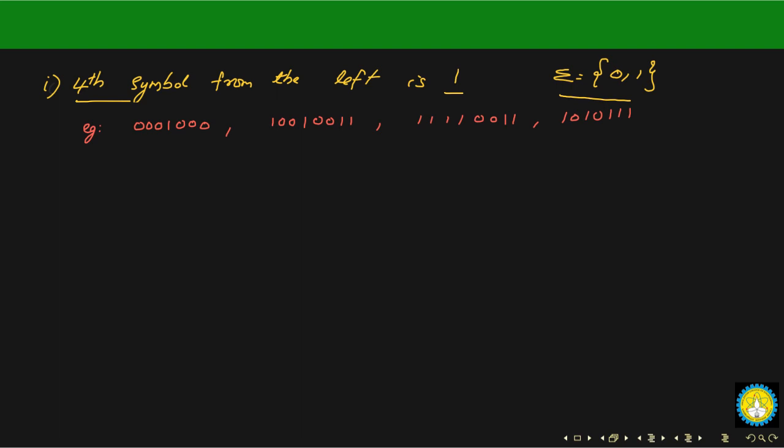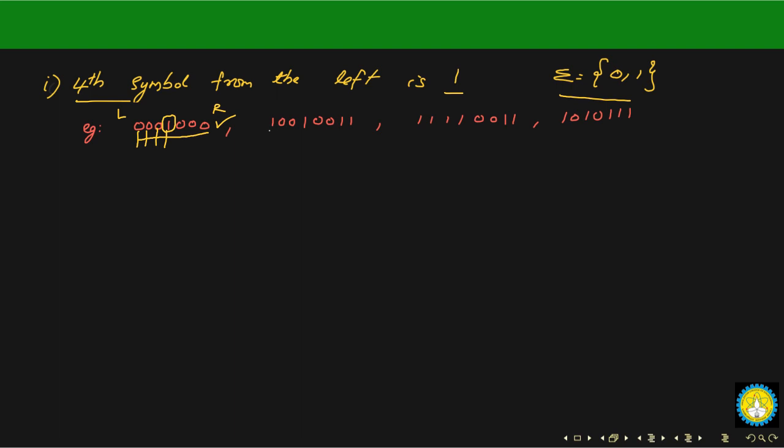If you look at this string, you should identify left and right. This is your left side and this is your right side. When I say the fourth symbol from the left is 1, if you look at these symbols, this is the first symbol, second symbol, third symbol, and fourth symbol. Here we can see that the fourth symbol from the left is a 1. So this string has to be accepted by your NFA.